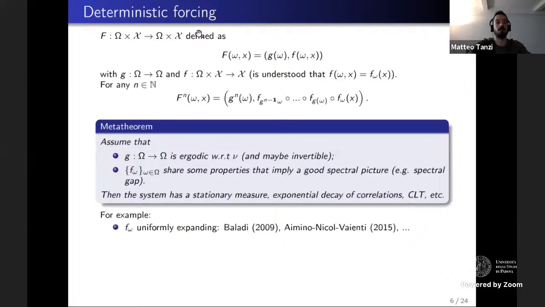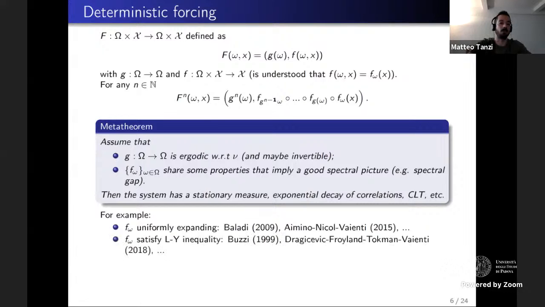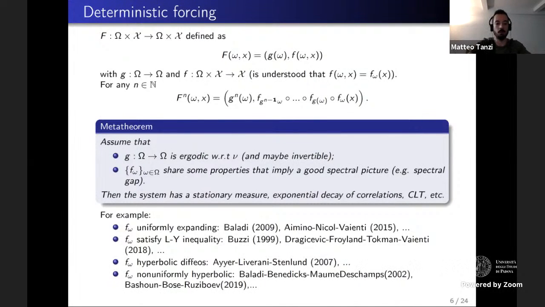So there is a geometric structure on chi, and F omegas are maps that are expanding distances on the phase space. Or F omega could satisfy some Lasota-Yorke inequality, so the setting could be a little bit more abstract. And so, for example, F omega could be piecewise expanding maps. Or F omega could be a hyperbolic diffeomorphism or non-uniformly hyperbolic maps.